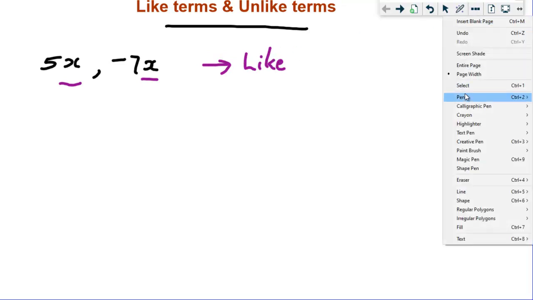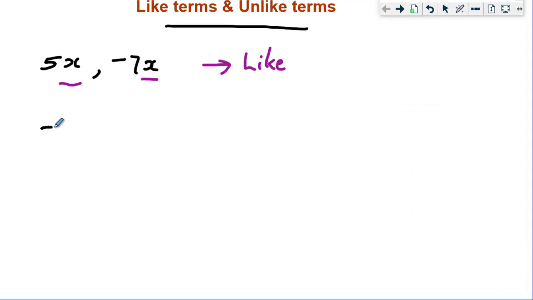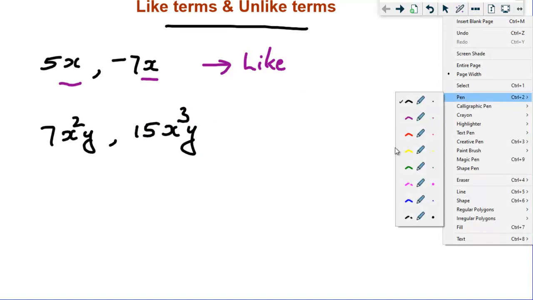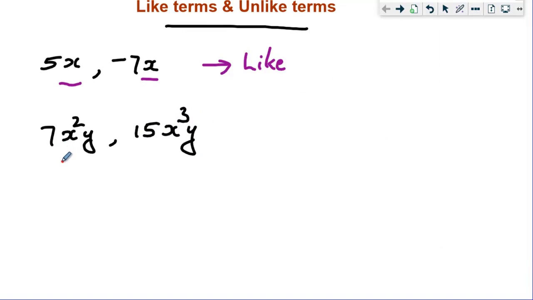You can see one more example: 7x square y, comma, 15x cube y. In these two terms, you can check what the variables are. It is x square y in the first, and x cube y in the second. In the first term, the power of x is 2, whereas in the second term, the power of x is 3. That is, both are different. If the variables are different in these two terms, then we call the terms unlike terms.